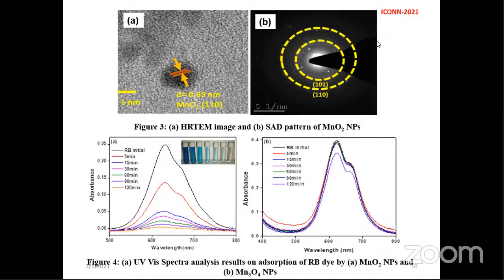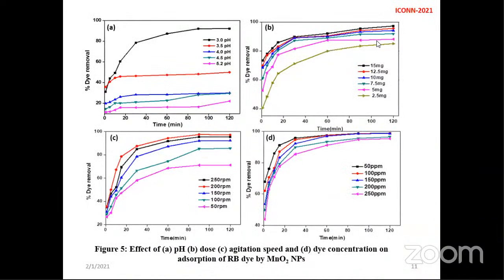For both nanoparticles we did the adsorption studies, and the adsorption was better for the MnO2 nanoparticles, as we can see from the UV-visible spectral analysis. So we have gone through detailed adsorption studies. These figures show the effects of different adsorption parameters on the process of adsorption. At pH 3, with low concentration, low dose, and around 200 agitation speed, the adsorption was found to be maximum, around 98%.